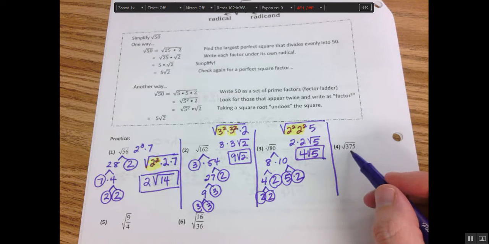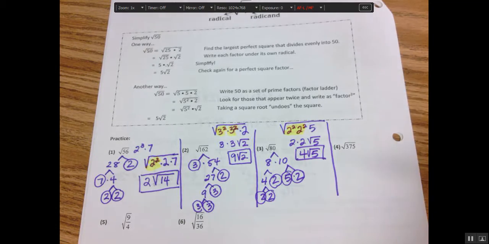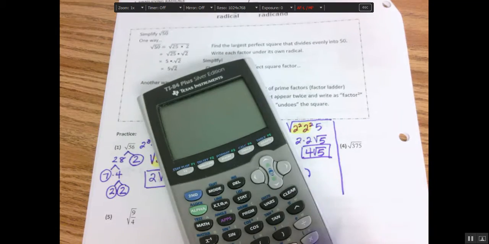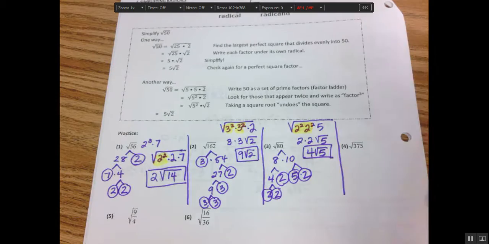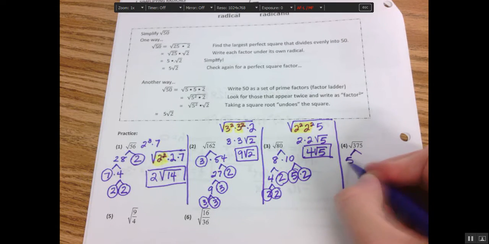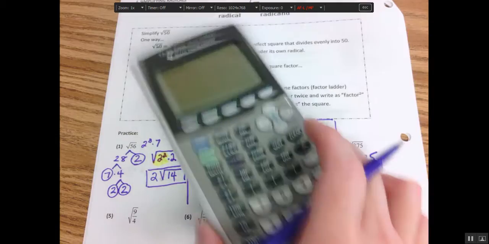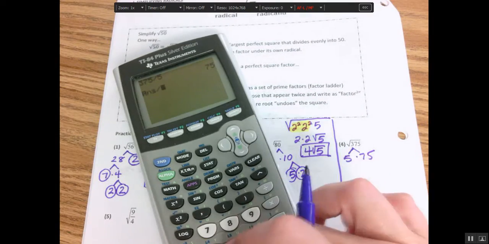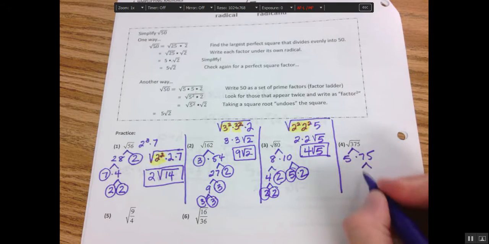All right, 375. Any guesses as to what number might go into it? 75 and 5, maybe. Is that right? 375 divided by 5. Yep. So 75 and 5 is going to work. And you know what? I'm going to divide that 75 by 5 again. What does that give you? 15. So then 5 times 3.